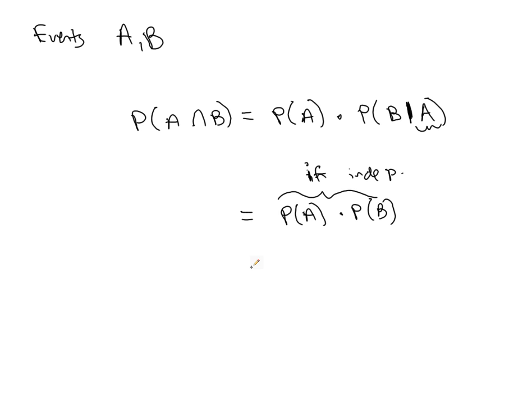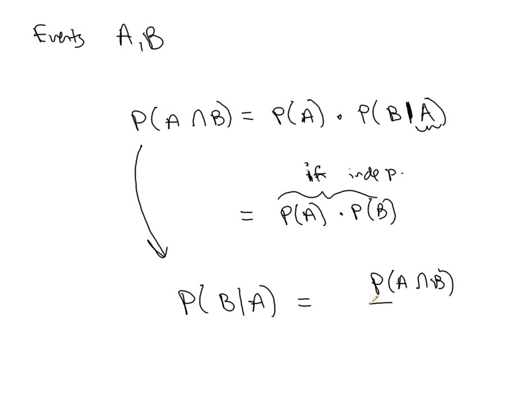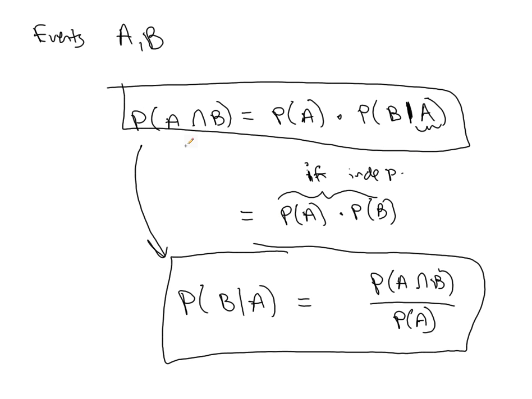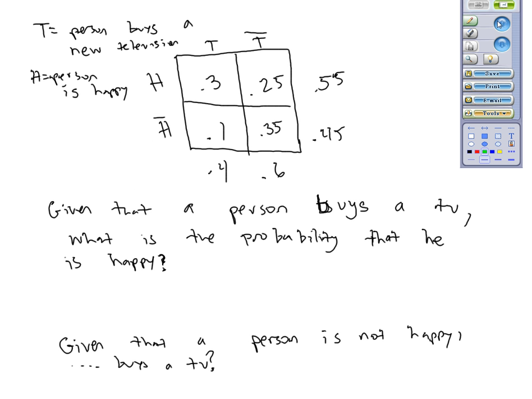Okay, that also leads us to an important result, which says if we manipulate this formula, divide both sides by the probability of A, we can get the conditional probability of B given A by taking the probability of A and B and dividing it by the probability of A. So this is a very useful result as well. This is useful when you're trying to calculate A and B. This is useful when you're trying to calculate B, given that A has occurred. So we've actually used this tool already. Let's look at an example.